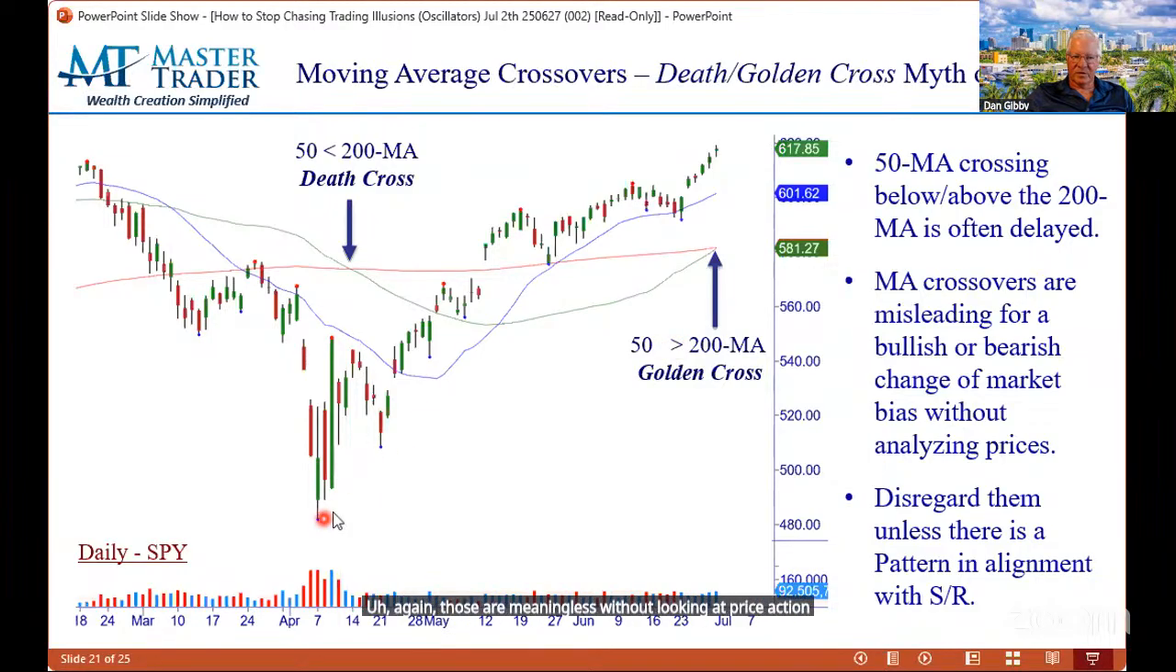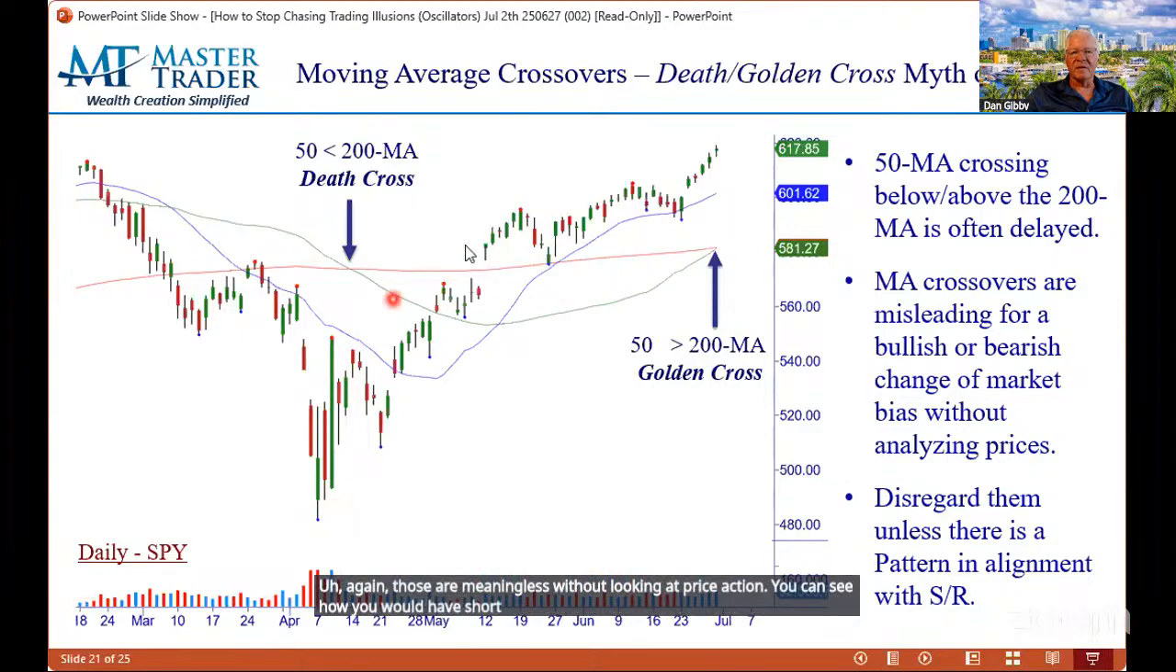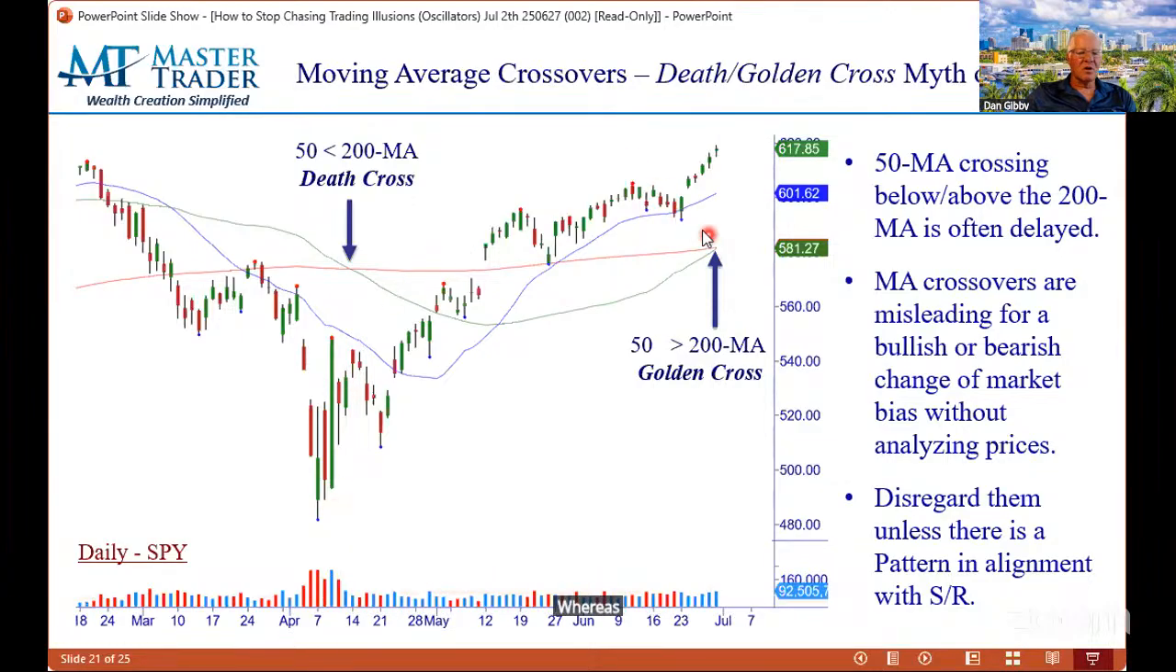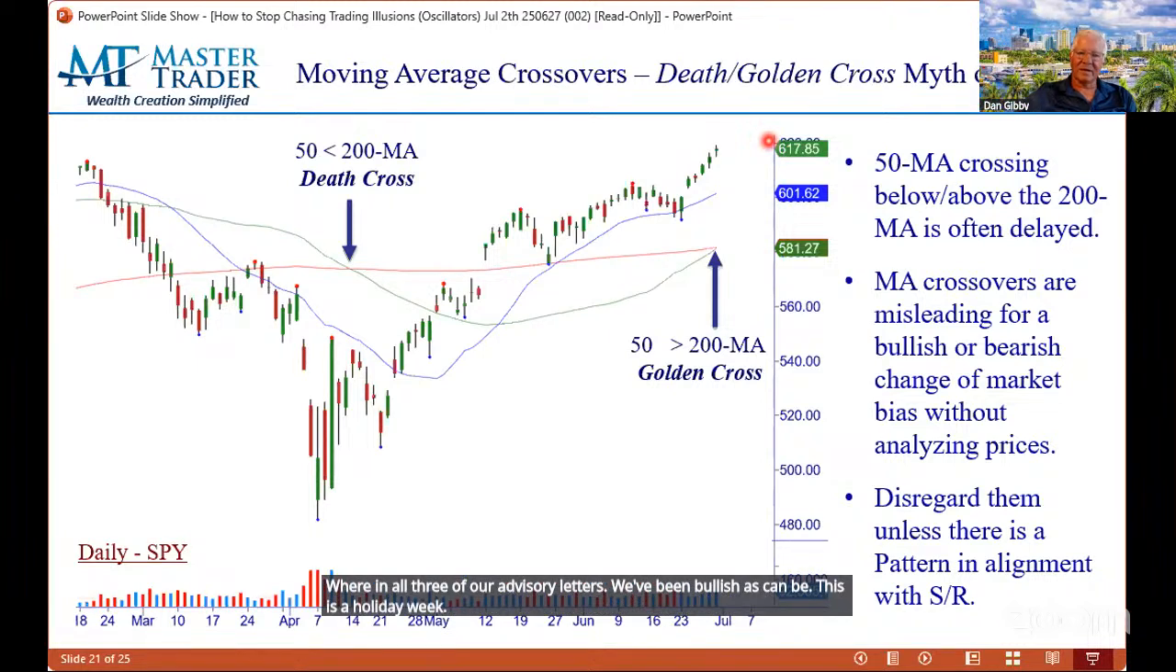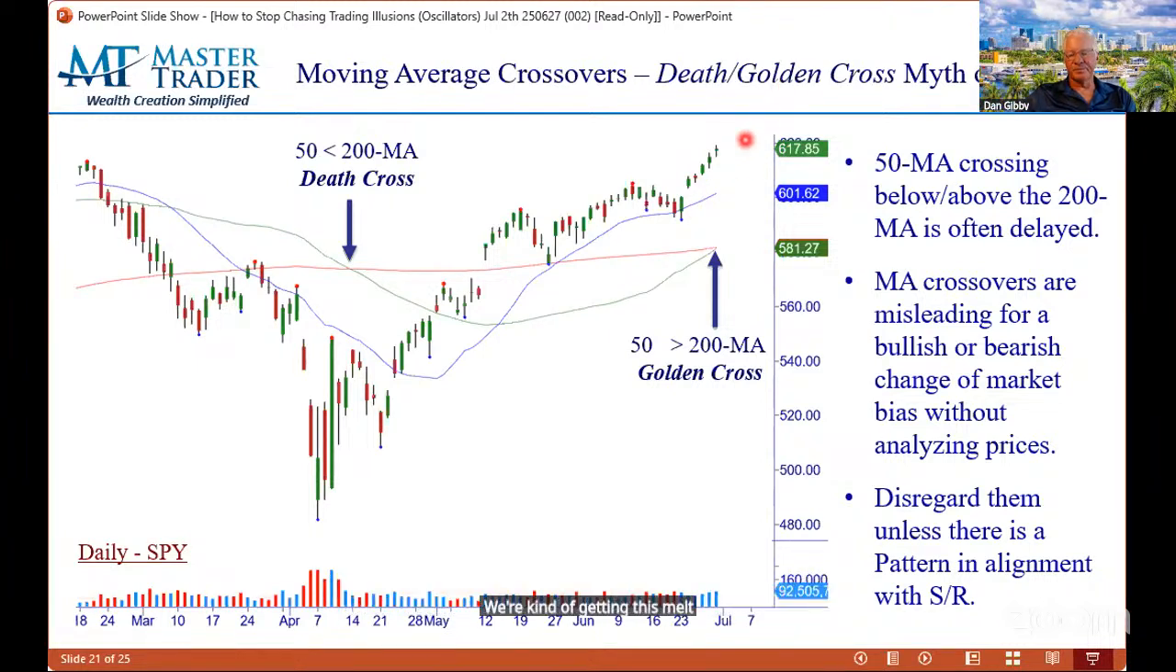You can see how you would have shorted the dead low on this. Whereas regardless of these moving averages, this was an igniting gap breakout where in all three of our advisory letters, we've been bullish as can be. This is a holiday week. We're kind of getting this melt up scenario until the market internals get cooked.